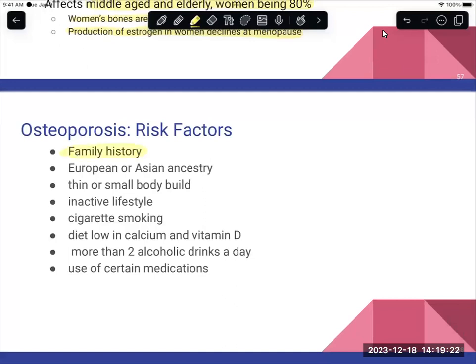If someone in your family has osteoporosis, it increases your chances. If you have a European or Asian ancestry, if you're very thin or small body build. An inactive lifestyle, like to sit around. Cigarette smoking. Cigarette smoking affects everything in the body. Not getting enough calcium or vitamin D. Drinking more than 2 alcoholic drinks in a day. And there's certain medications, like certain steroids, like prednisone, if you've ever heard of that, that can start to break down your bones with long-term usage.